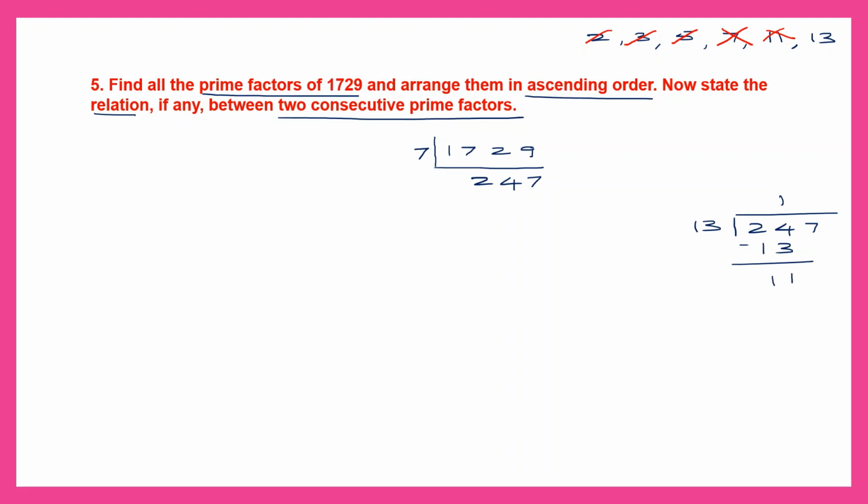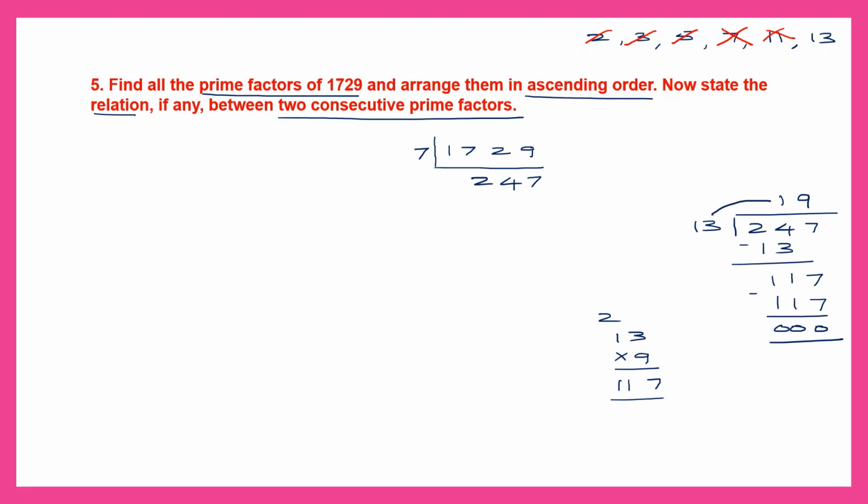2 minus 1 is 1. We bring down 7. Since it's ending in 7 and we have 3, let's try 13 into 9. 9 threes are 27, carry 2. 9 ones are 9, 10, 11. Okay, so 13 into 9 is 117. And our remainder is 0. That means this is divisible by 13.